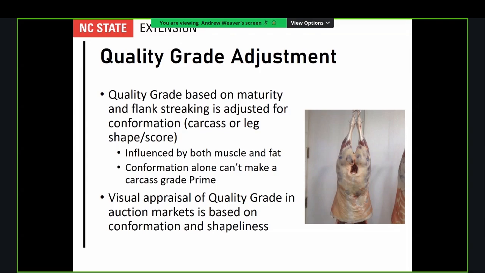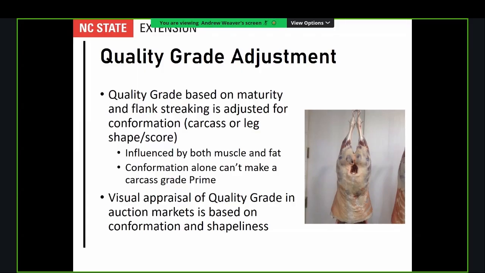One thing to keep in mind, conformation score alone cannot move a carcass into the prime grade. They have to have sufficient flank streaking and be of appropriate maturity to grade prime. Conformation can keep them in prime, but we can't take an animal over that choice-prime line simply by having better conformation. They have to have the flank streaking to get there as well.